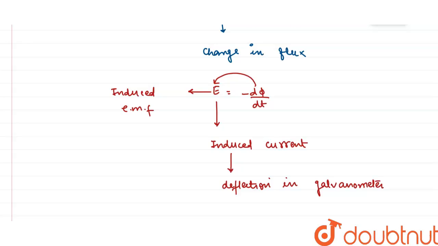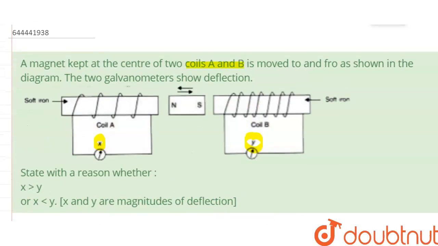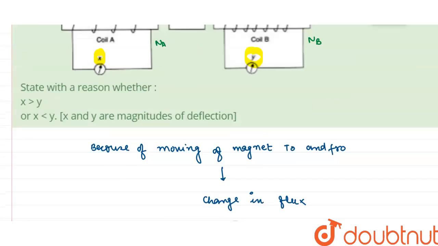And we know one thing, that the flux, written by phi, basically depends on the number of turns in the coil. Phi is directly proportional to the number of turns in the coil. That means the coil which has more number of turns has the larger flux. So as you can see, coil B has more number of turns than coil A. Suppose the number of turns in B is NB and in coil A is NA. Now as you can see, NB is greater than NA.